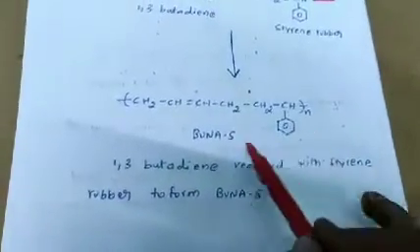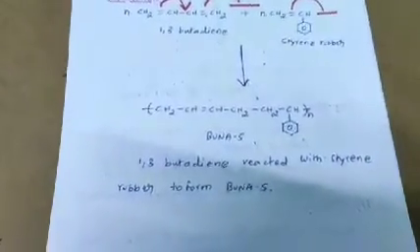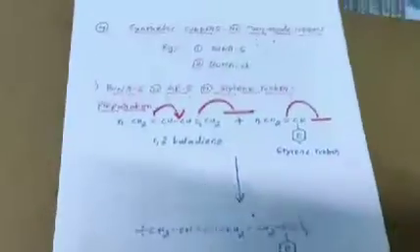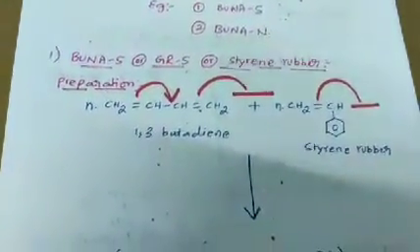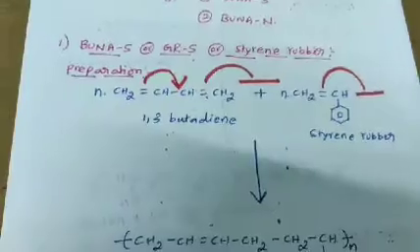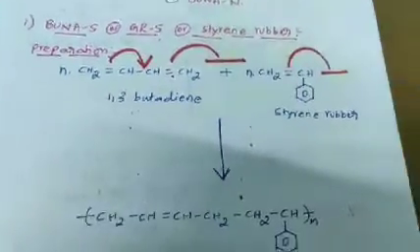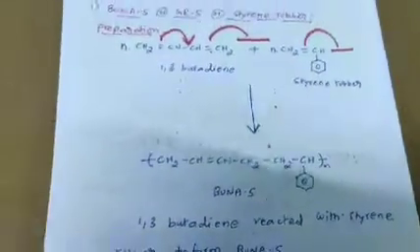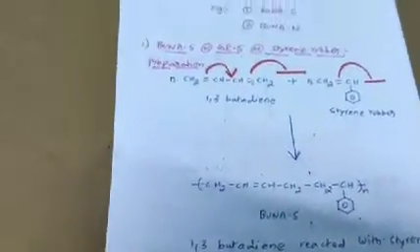CH contains a benzene ring, that is Buna-S. Preparation: 1,3 butadiene reacted with styrene to form Buna-S. It is nothing but Buna-S or GRS or styrene rubber. This is very important for a 5 marks question.